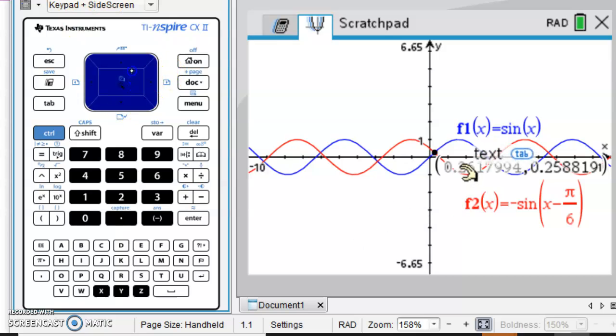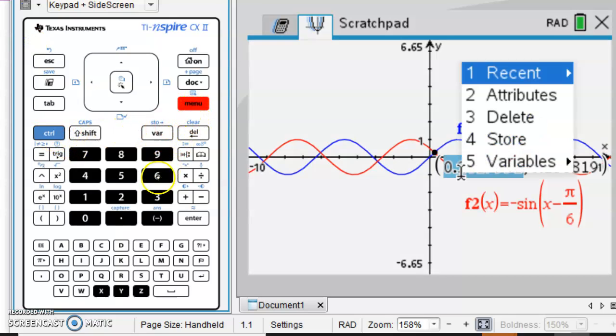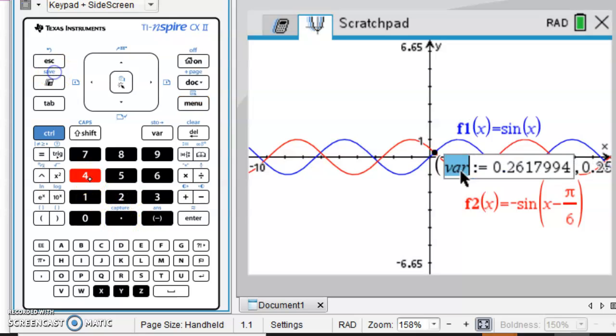and it is this highlighted area right here, which I will right click on by doing control menu. I'm going to store that, option 4, as A. I'm going to store it as A because that's the first bound of our integral, right? That's the lower x value of our integral. Notice that now that 0.26 is bold, it is now saved.